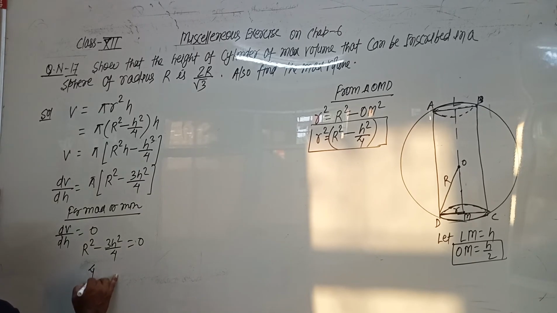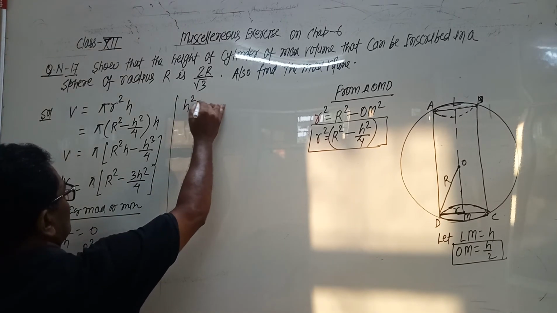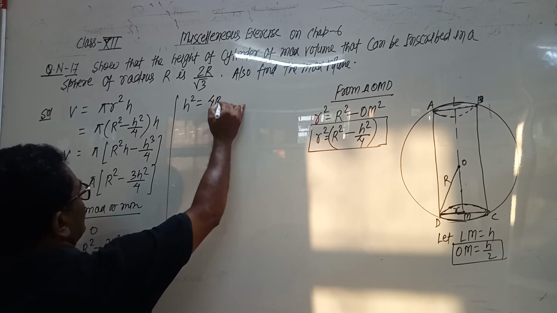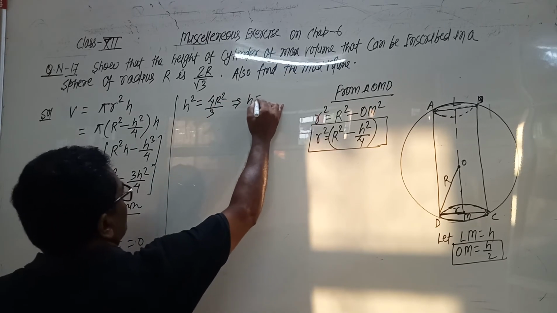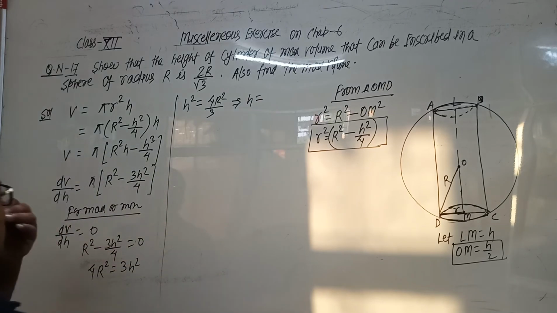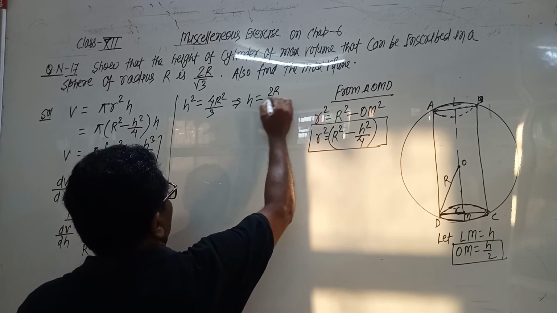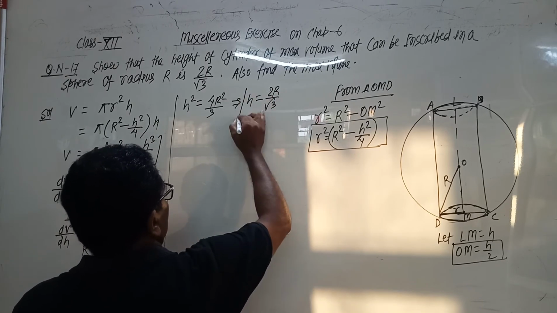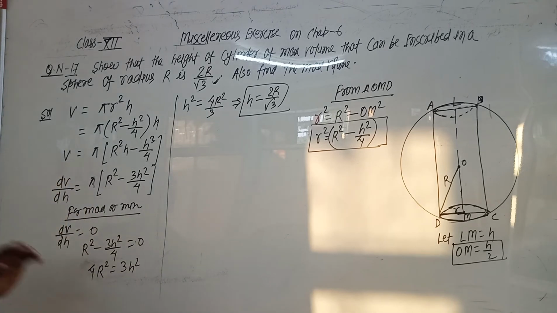So 4R square equals 3h square and h square equals 4R square by 3, and the value of h is the square root of 4R square by 3, which is 2R by root 3. So we have proved that the height of the cylinder is 2R by root 3.